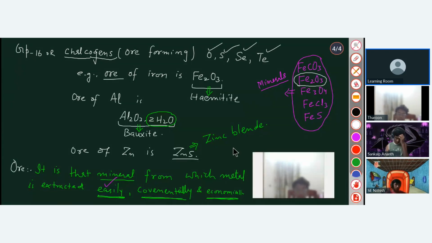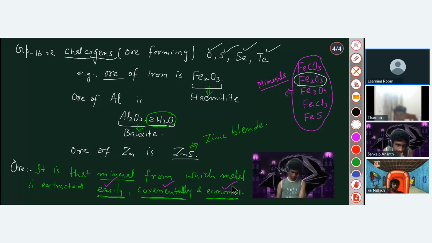Number one is that extraction should be easy. The method which we are using should also be convenient, and less money should be spent on the extraction. That means it should also be economical in nature. Got it? So you can say that all ores are minerals, but all minerals are not ores.